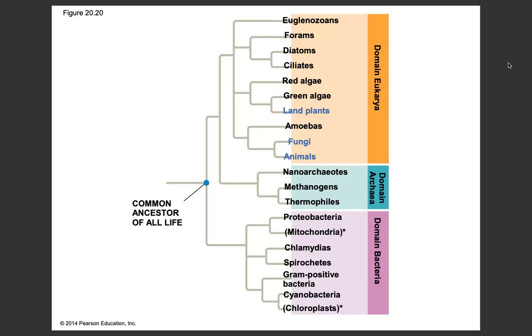So this is where we are right now. A common ancestor of all life existed at some point in ancient history. You have domain Eukarya, domain Archaea, and domain Bacteria.